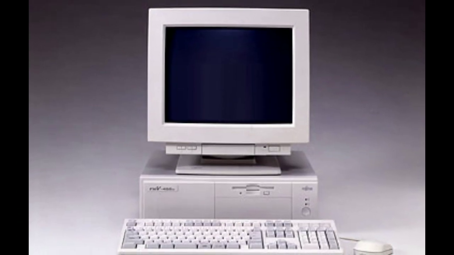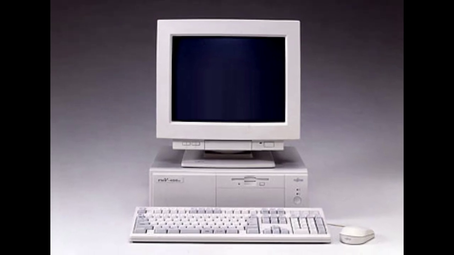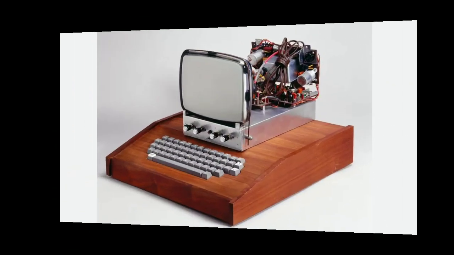IBM made its debut in the computer industry on April 7, 1953, with the introduction of the 701, their inaugural scientific computer designed for commercial use.